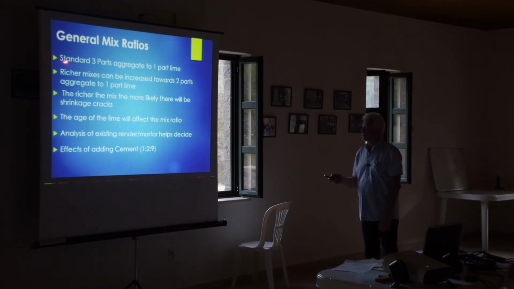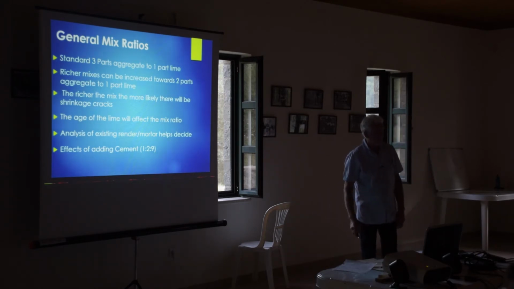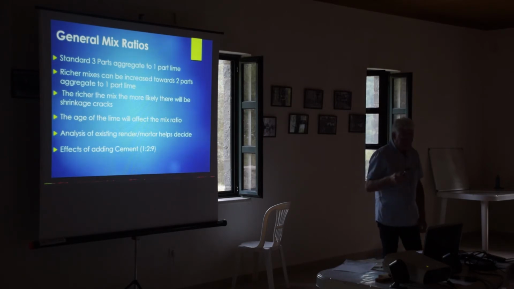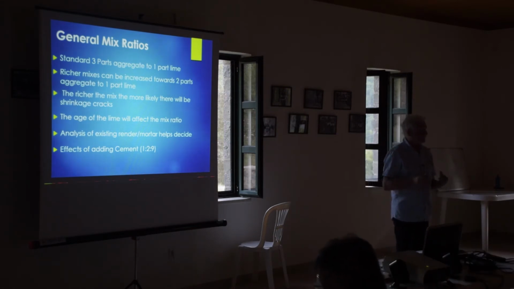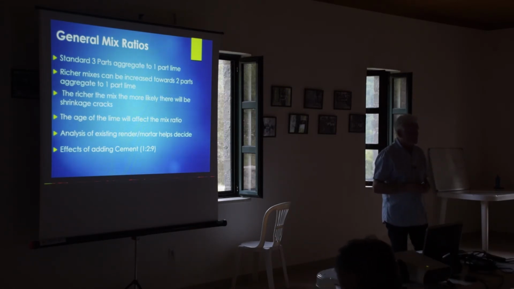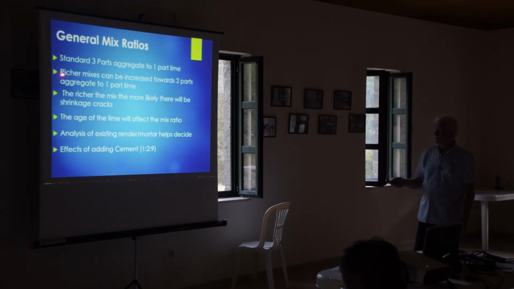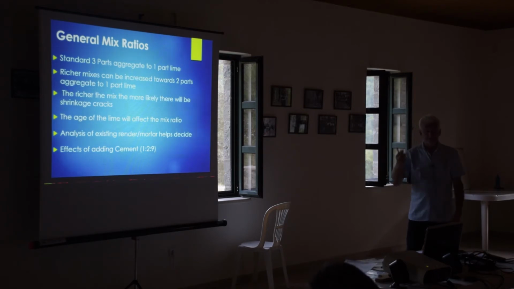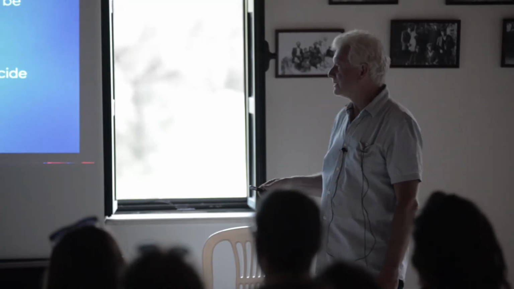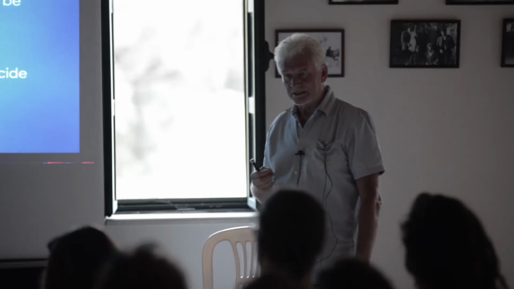Okay, the standard mix is 3 parts aggregate to 1 part lime. It's very, very simple. That will vary depending on what work you are doing, depending on the type of aggregate that you're using, depending whether you're going to add pozzolans. Richer mixes can be increased towards 2 parts aggregate to 1 part lime. But you need to remember, particularly if you're doing render and face work, the richer the mix, the more likely that there will be shrinkage cracks.